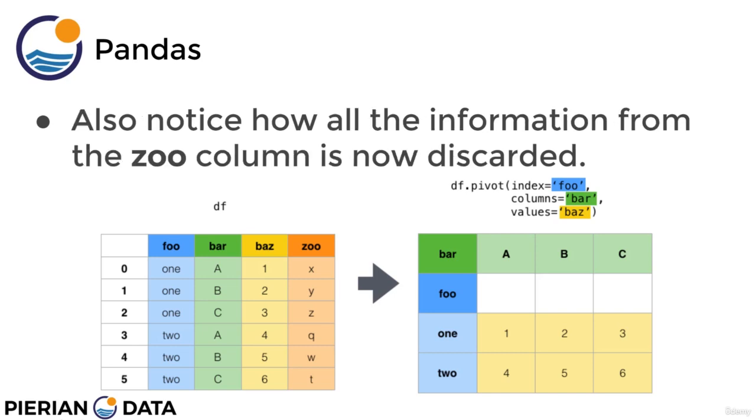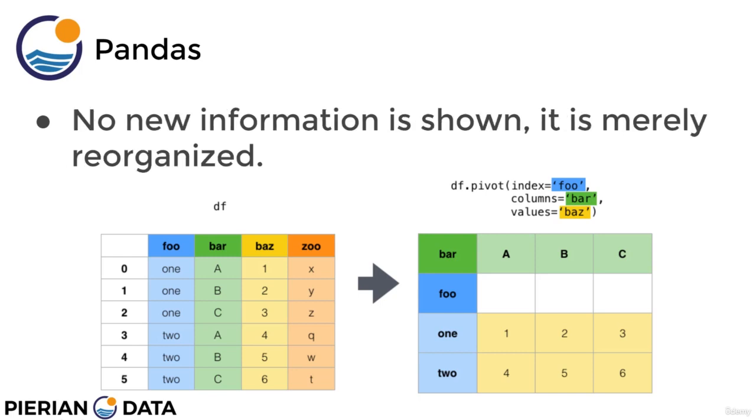Okay. So you should also notice how all the information from the zoo column is actually now discarded. So it doesn't actually come over after you call .pivot. And probably the last but really important note here, when we're calling the .pivot method, not the .pivot table method, which we'll discuss in just a little bit, we're not actually displaying any new information. It's just merely being reorganized. In fact, slightly less information is being shown after the .pivot command because we dropped the zoo column.